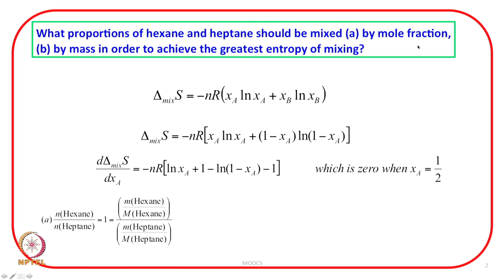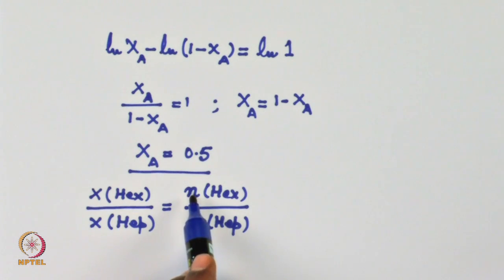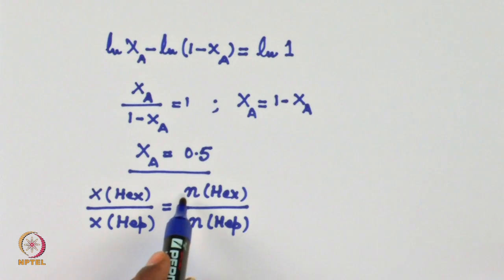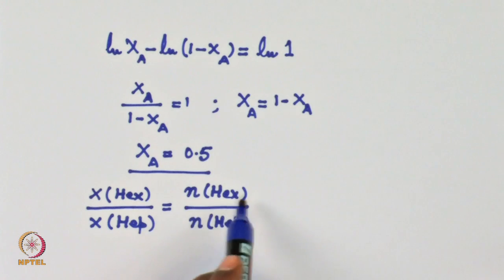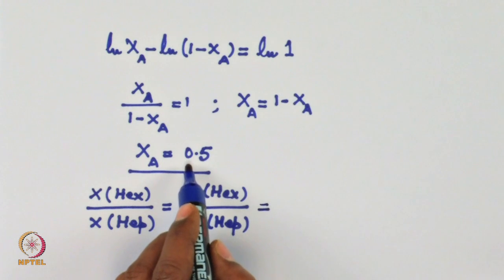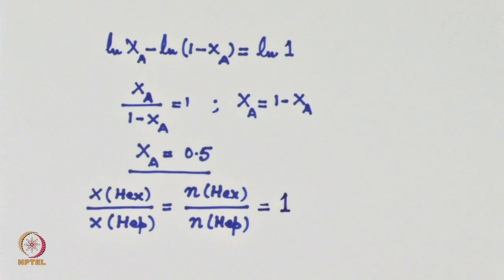So, I want to know the ratio of the mole fractions of hexane and heptane. Mole fraction is the number of moles of hexane divided by the total number of moles, and similarly the mole fraction of heptane will be equal to the number of moles of heptane divided by the total number of moles. The totals cancel out. Therefore, n hexane divided by n heptane, since each mole fraction is equal to 0.5, is equal to 1.